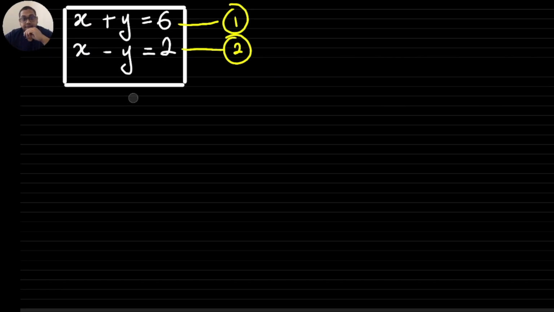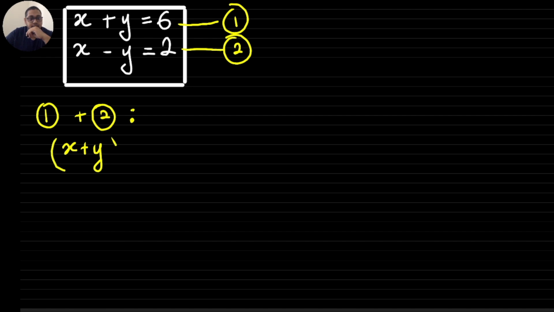The method of elimination. I simply need to add equation 1 plus equation 2. Then for the result, you need to simplify your LHS and then RHS separately. I will look into the terms of equation 1, that will be x plus y, that's from equation 1, plus the LHS of equation 2 would be x minus y.